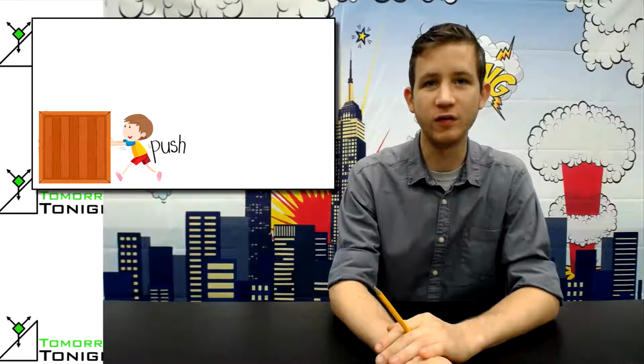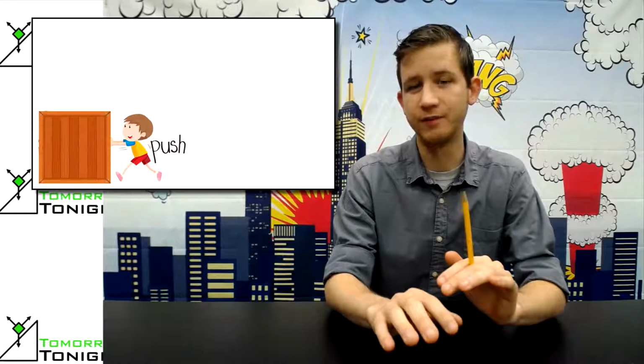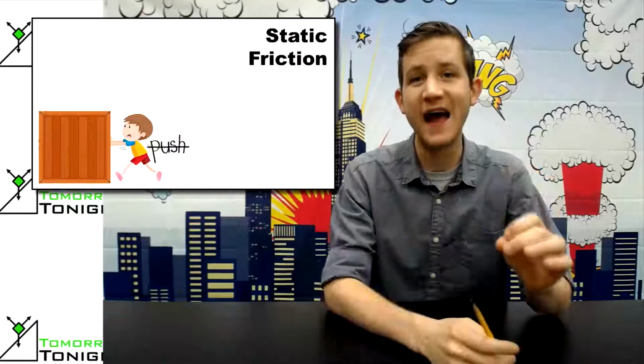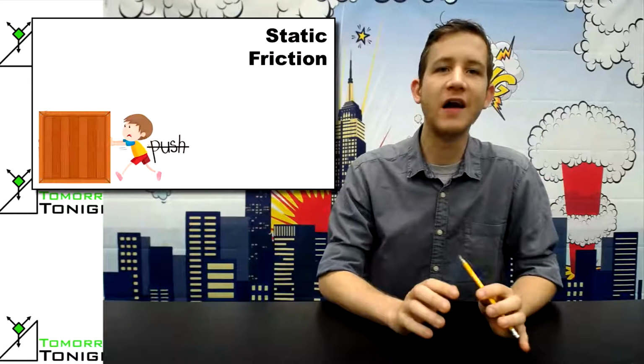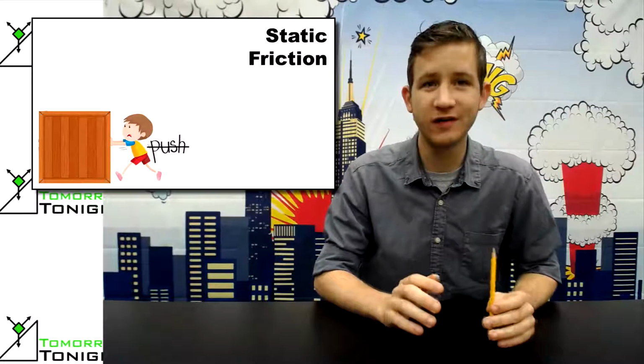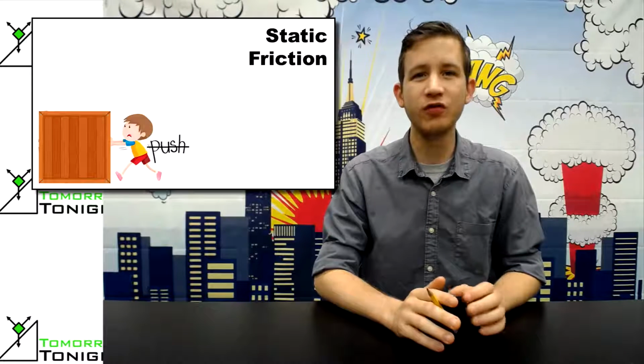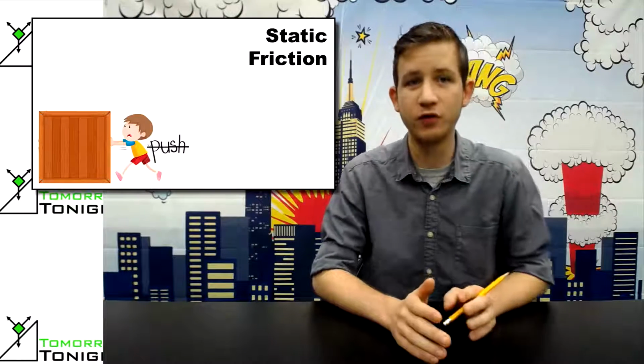Friction can also exist when an object isn't moving. This is known as static friction. Static friction occurs when an object is at rest, but something is trying to make it move by pushing or pulling on it.